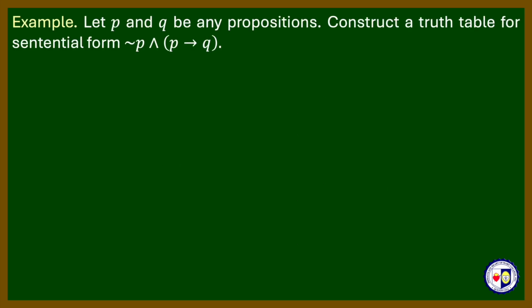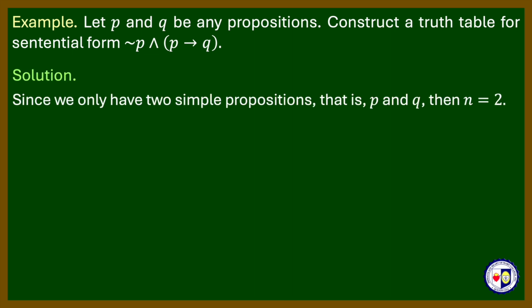Let's have an example. Let P and Q be any propositions. Construct a truth table for the sentential form, not P, conjunction of P implies Q. Here, the number of simple propositions is 2. We have 2 raised to n. As I said earlier, this is the formula to determine the number of rows. And since n is 2, we substitute 2 for variable n. That's why we have 2 raised to 2, which is 4. In that case, we found out that the number of rows is 4.